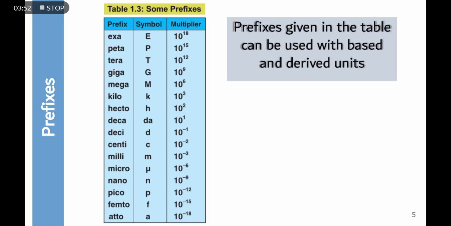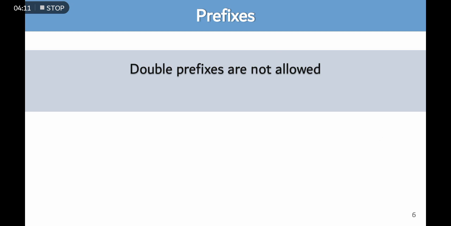One point to be noted here is that these prefixes given in the table can be used with base and derived units. As we know that base units are used to express base quantities and derived units are used to express derived quantities, so these prefixes are for both base and derived units.